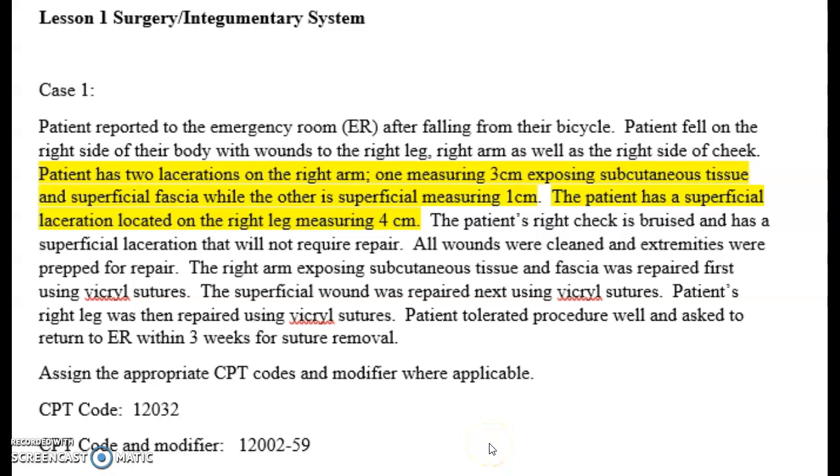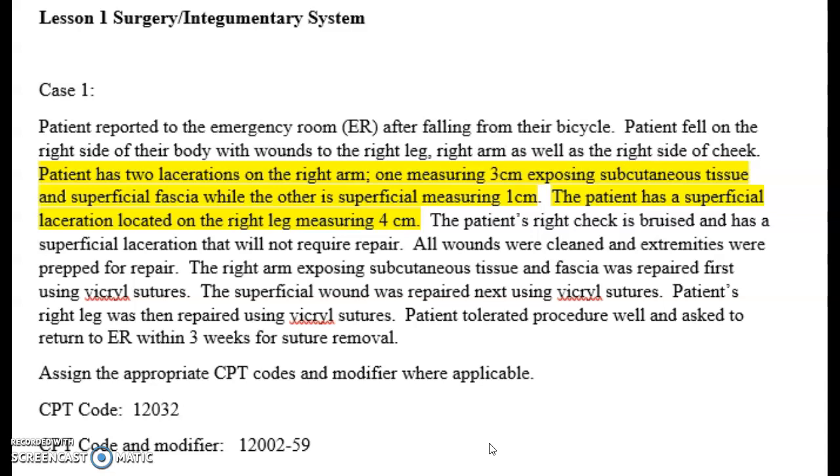For case number 1, we saw that the patient had 2 lacerations on the right arm, one exposing the subcutaneous tissue and the superficial fascia, while the other one was superficial, measuring 1 centimeter. And then the patient had a superficial laceration located on the right leg measuring 4 centimeters. In this case, CPT code 12032 and 12002 with a modifier 59 were appropriate.